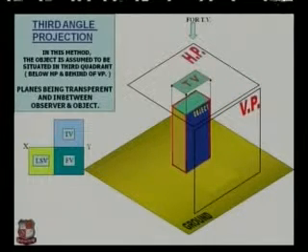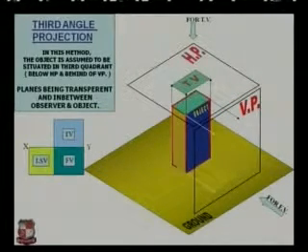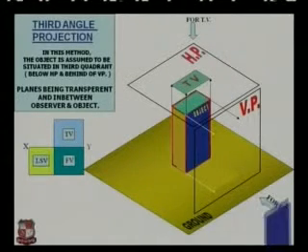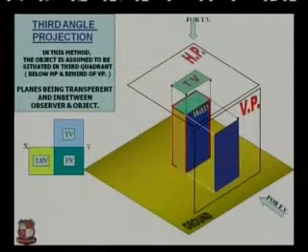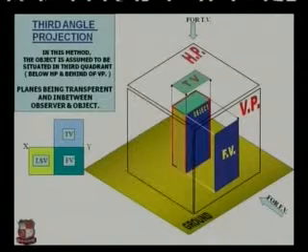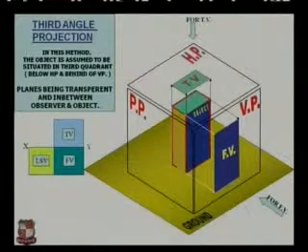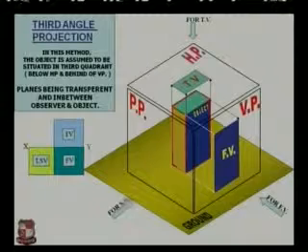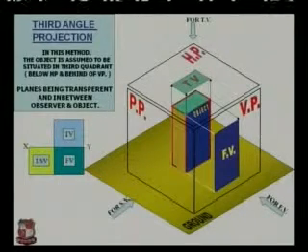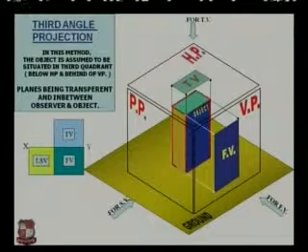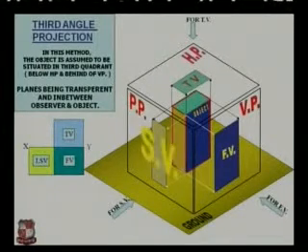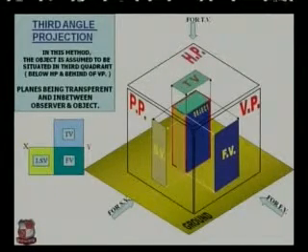It is the vertical plane. When the observer sees the front view, the front view of an orthographic projection is always kept on the vertical plane, which is also transparent. It is the profile plane. When we want to see the side view, the orthographic projection of the object for the side view will always be projected on the profile plane.